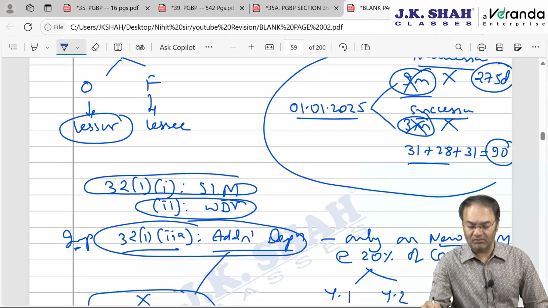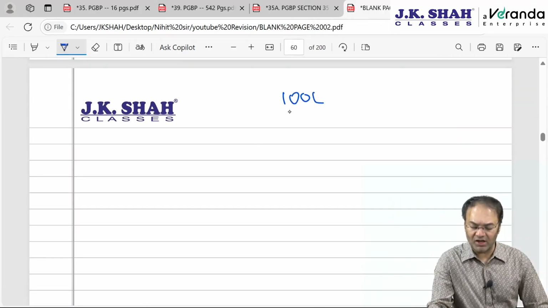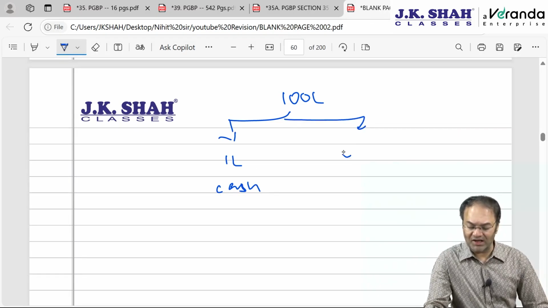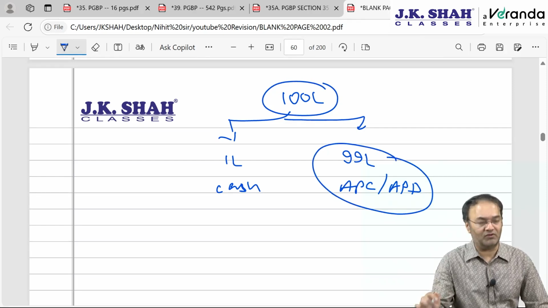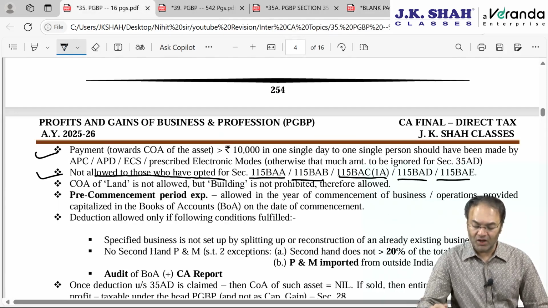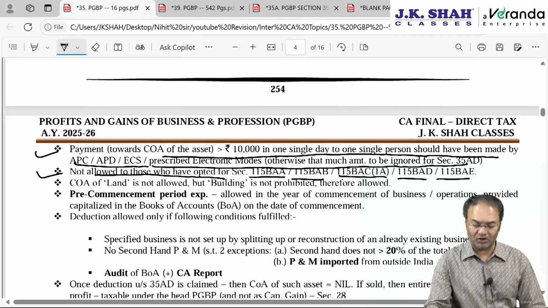What does this mean? Meaning thereby, if the asset is acquired for let's say 100 lakh, out of 100 lakh, 1 lakh rupee token amount was paid in cash in one single day to one single person and balance 99 lakhs is paid by account payee cheque or account payee draft, then in balance sheet value will be 100 lakh but deduction under section 35AD will be only for 99 lakh. More than 10,000 in one single day to one single person, otherwise by way of account payee cheque, account payee draft, that much will be disallowed, to be ignored for 35AD.